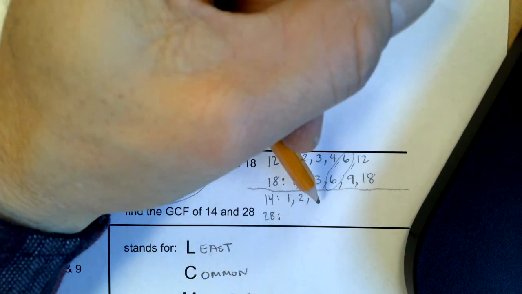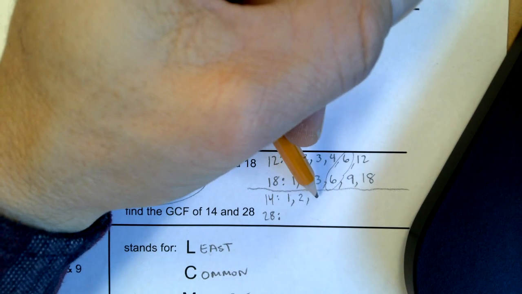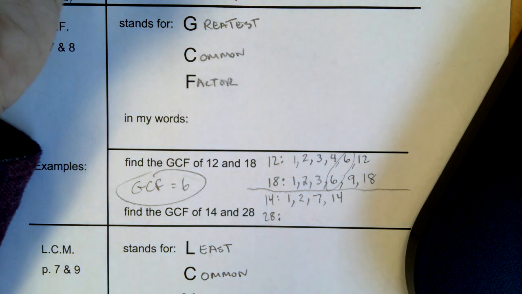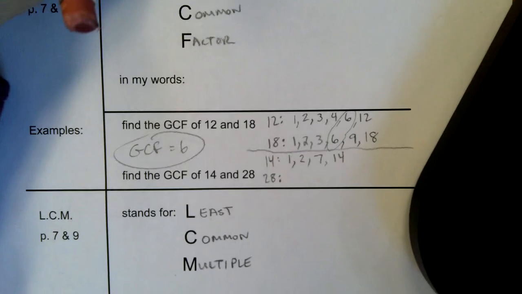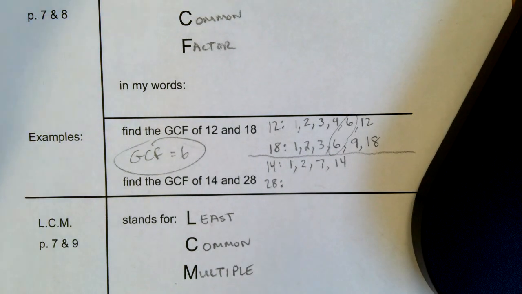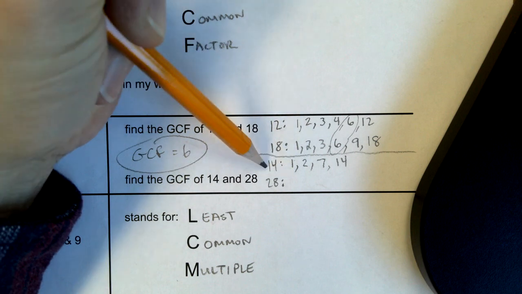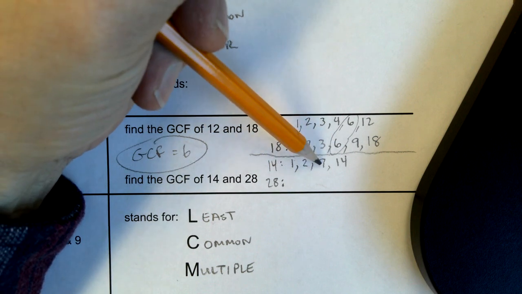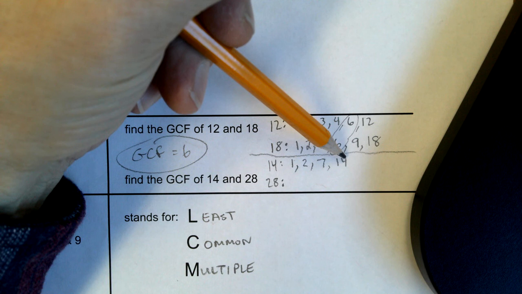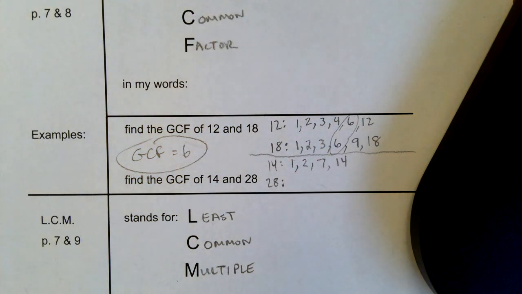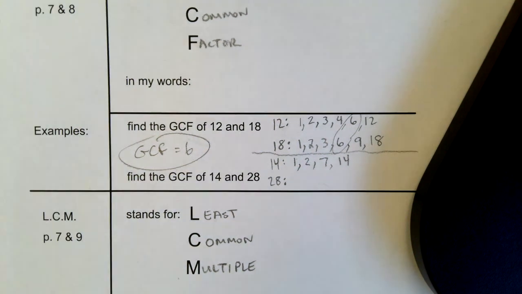1, 2, not 3, not 4, not 5, not 6, but 7 does, and then 14. You'll also notice that as I'm listing these factors, once I get halfway, I can go straight to the number. So halfway to 14 is 7. As soon as I get to 7, you just skip straight to 14, because 2 times 7 equals 14. There's nothing else that's smaller than that that'll go into 14 besides 1, right?